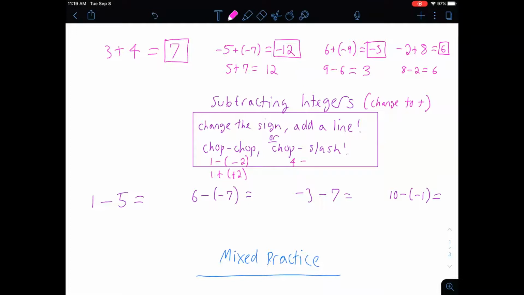And then chop slash, if we have 4 minus 8, we're going to do chop slash.